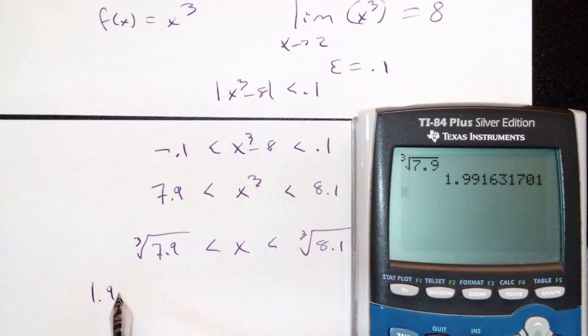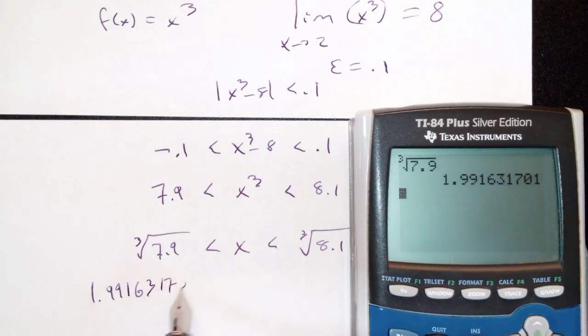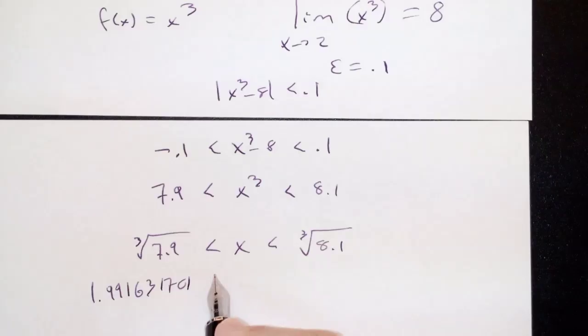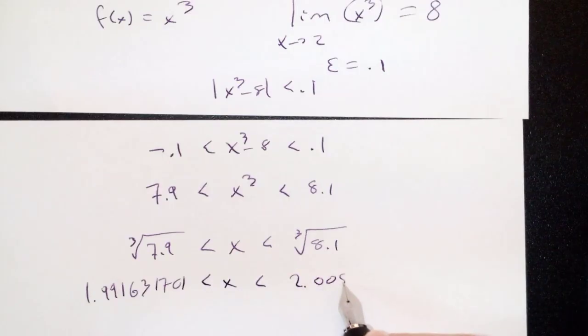Not what we used to. Well, because back in my original definition, they were strictly less than. I can use less than or equal to if you want. I have to go back and look at the definition. It said strictly less than, be within this tolerance. That means inside it. 1.9916311701 less than x, less than, I need the next number, 2.008.